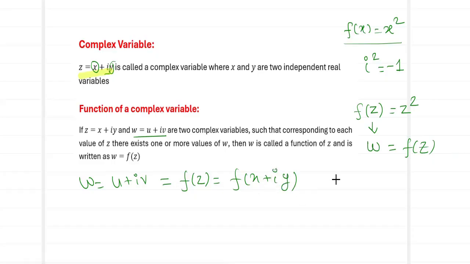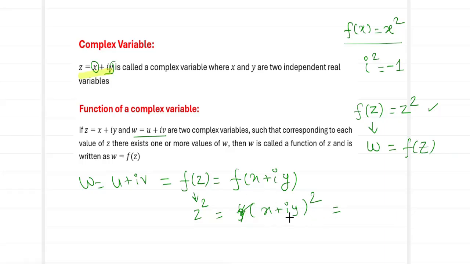Now, let us take an example and see how this works. Let us consider the same example as f of z is equal to z square. So what is this f of z? This is going to be z square. So I will be having x plus iy the whole square. What is this x plus iy the whole square?